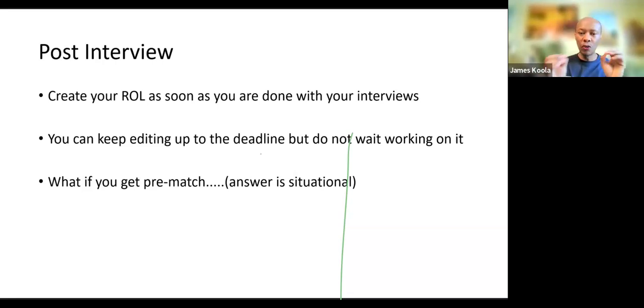There are issues of pre-match, and these are situational. This is where you can tap on our skills and talk. For example, if you just got three interviews and one program gives you a pre-match, go for it, because your chances of matching with three interviews is low. If you have a pre-match, one bird in the hand is more than three birds in the tree.